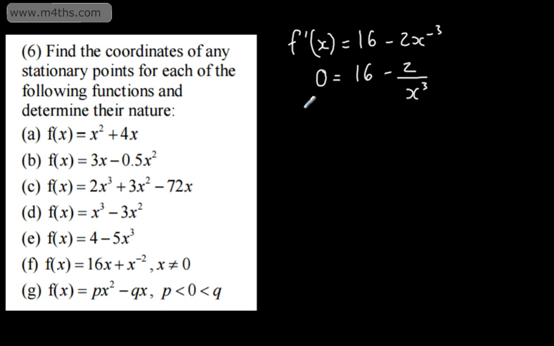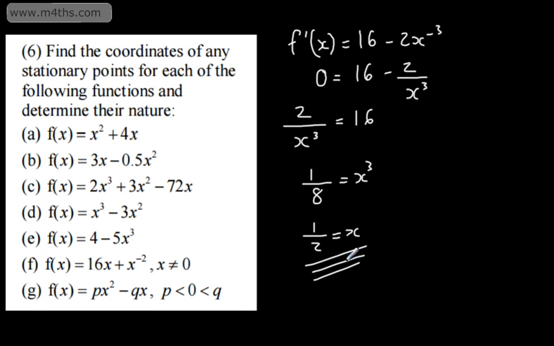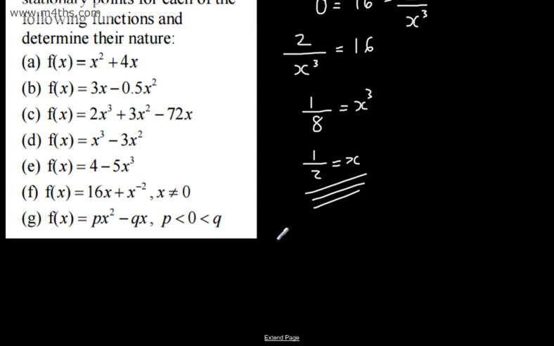So all I'm going to do is write now that this is going to be 2 over x cubed. I could have divided both sides by 2. It's entirely up to you at this stage. Multiplying it by x cubed, dividing by 16, we'll get 1 over 8 is equal to x cubed. Taking the cube root, we can see now that 1/2 is x. So x is 1/2.